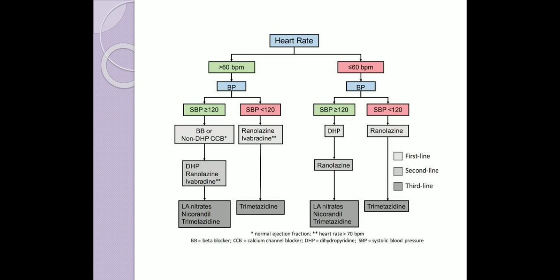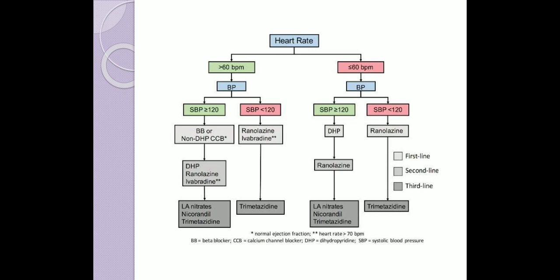So if the patient has heart rate more than 60 beats per minute, then we have to measure the BP. If the systolic BP is more than or equal to 120, then we can use beta blockers or calcium channel blockers. If patient doesn't have any benefit from this treatment, then we can go for the dihydropyridine or ranolazine or ivabradine. If the patient doesn't have relief from this medication, then we can go with the nitrates, that is long acting nitrates and nicorandil.